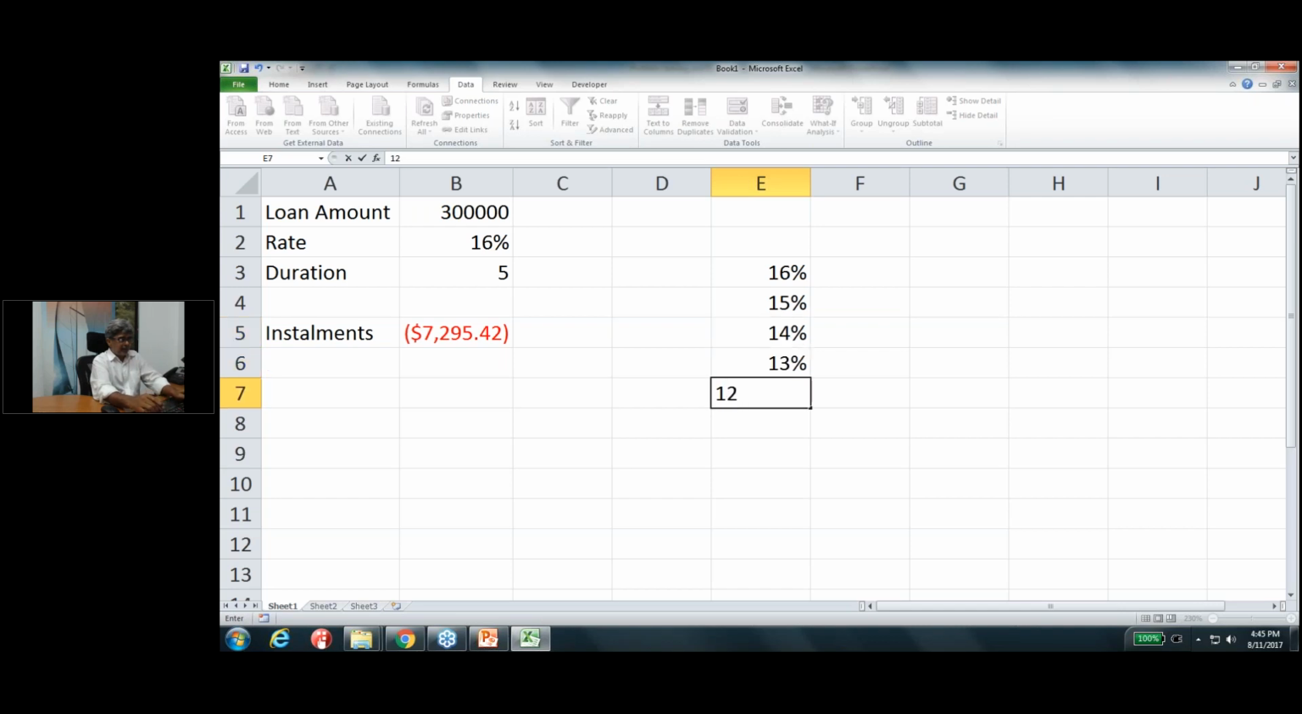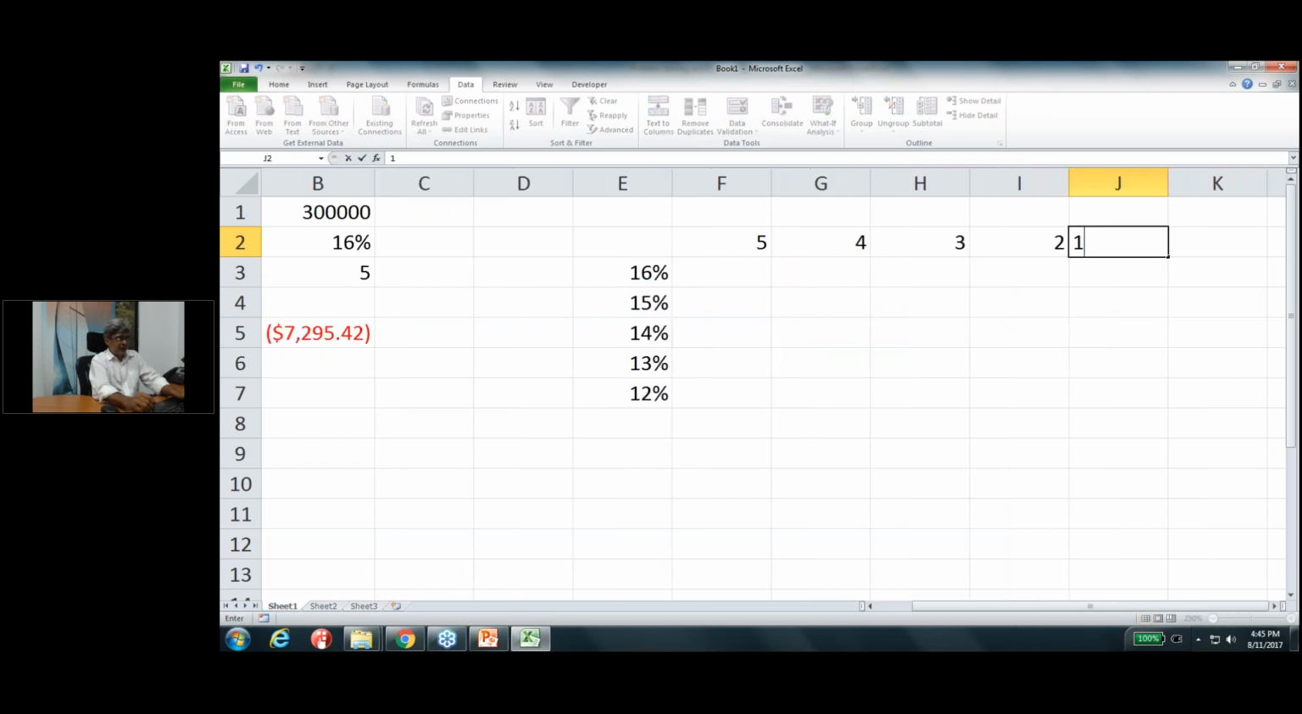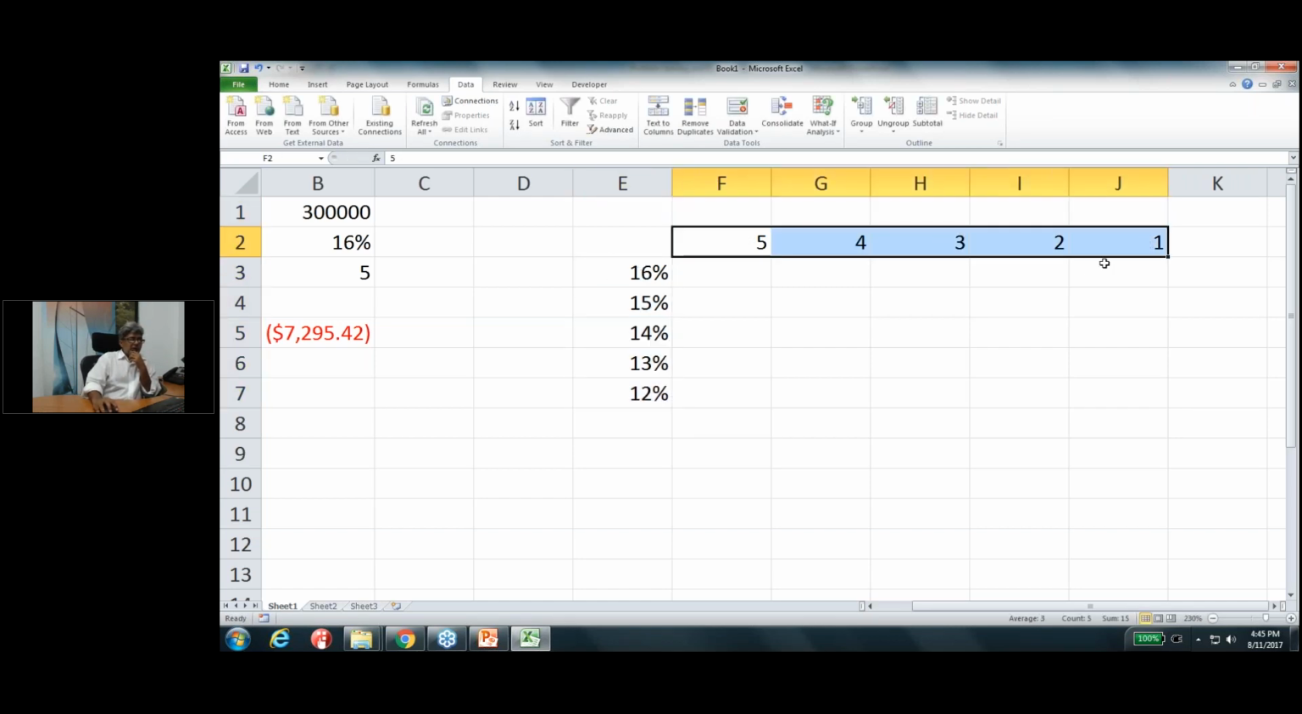We have 12%. I think it's more than enough. On this particular side, we have, say, 5 years. We have 4 years. We have 3 years. We have 2 years, and we have 1 year. So we have 2 ways on the basis of rates, and we have the years. So for example, if we want to see at the rate of 14% and the duration is 3 years, what will be the per month installment?